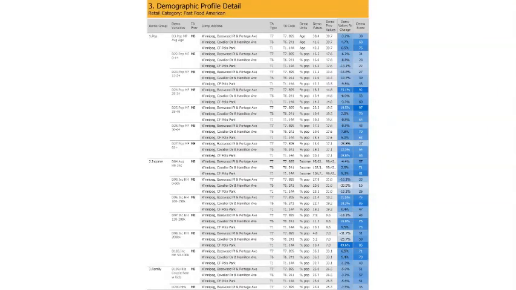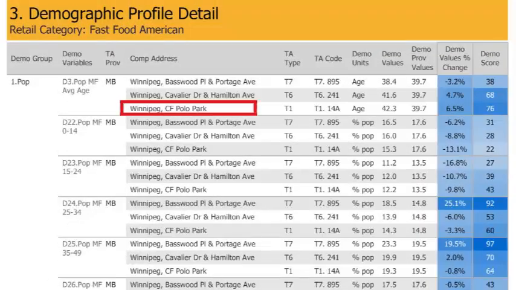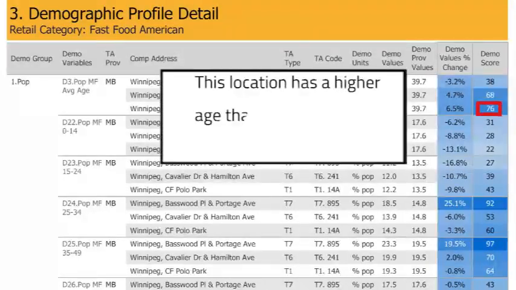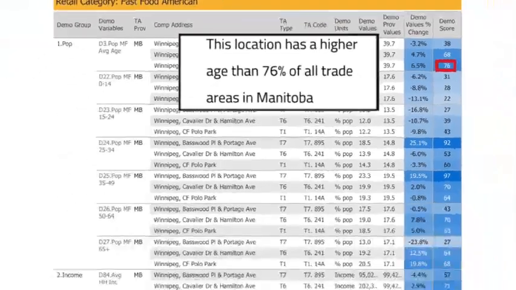Figure 3 provides the raw demographic data for each trade area compared against the provincial average. It allows retailers to add demographics into the site selection process. Let's look at an example. In the CF Polo Park trade area in Winnipeg, the average age is 42.3 years, which is 6.5% higher than the provincial average of 39.7 years. This puts this location in the 76th percentile, or put another way, it has a higher average age than 76% of all trade areas in Manitoba.